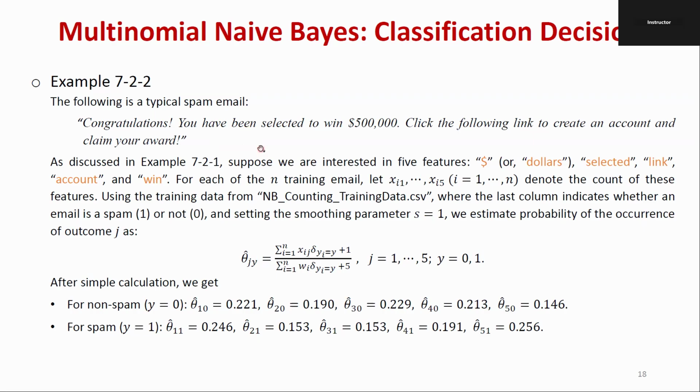Now we want to use machine learning, in detail multinomial naive Bayes, to automatically detect that this is a junk, a spam email. What to do? First of all, suppose we're interested in 5 text features, which are dollars, selected, link, account, and win. These are 5 keywords, sensitive words.